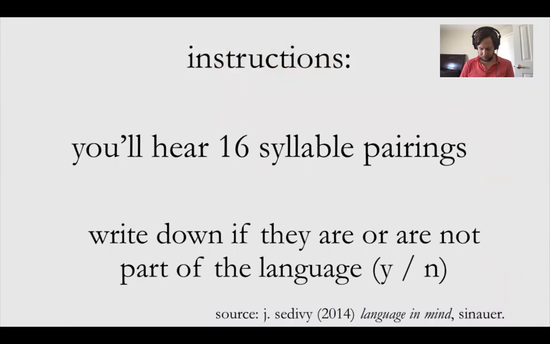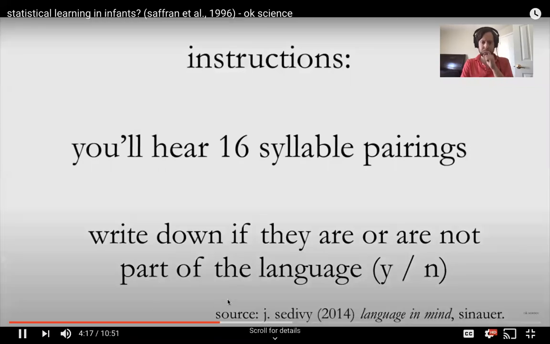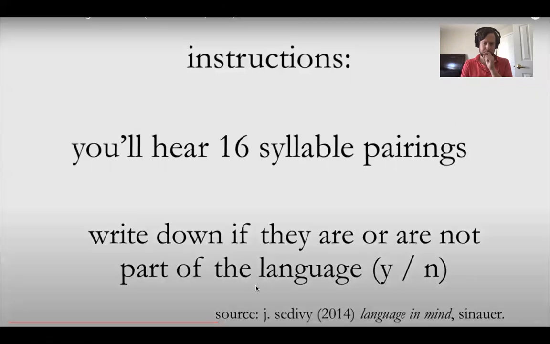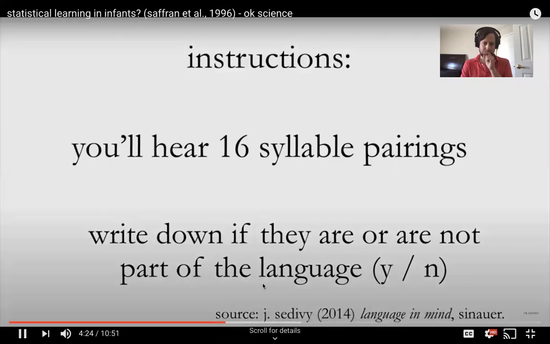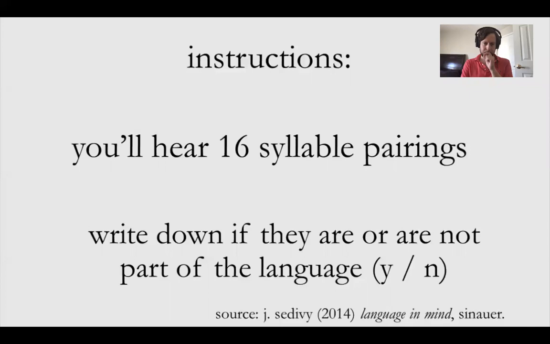The second part of the study, though, is dedicated to testing how much you retained from that gibberish you just heard. So what I'm going to do is play 16 different syllable pairings for you. It's going to be gibberish again, but I want you to take out a pen and paper, or even just a notepad or something you can type into, and type whether or not the syllable pairing that you hear is from this artificial language or not. So you should be writing down yes or no for these 16 pairings. I'm going to play this. It's going to last about 2 minutes, and I'll check in with you in just a moment.